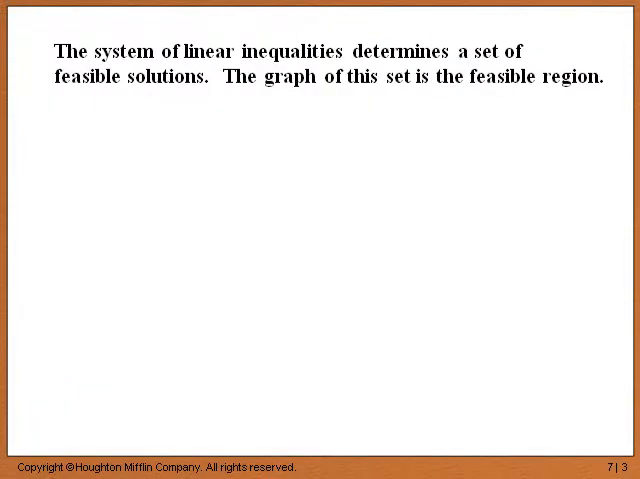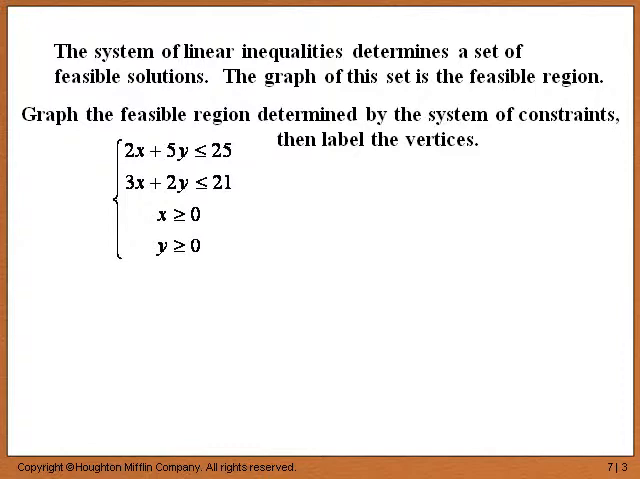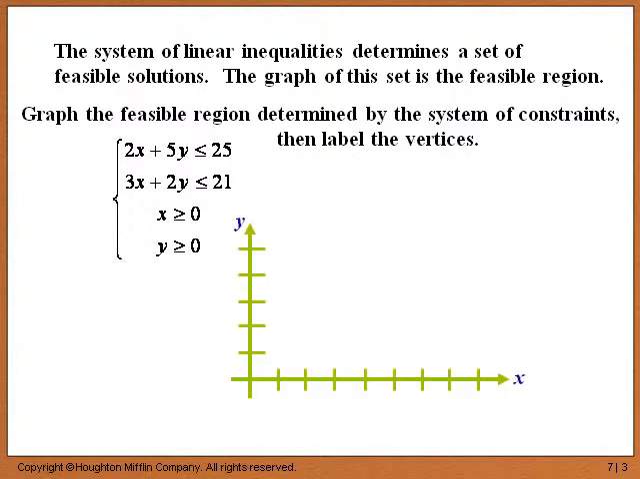So we are going to use the same system that I showed you on the last screen, and we're going to work through it step by step. The system of linear inequalities determines a set of feasible solutions. This would be equivalent to the shaded common region of what we did in the last section. The graph of this set is the feasible region. So for this specific example, graph the feasible region determined by the system of constraints, then label the vertices.